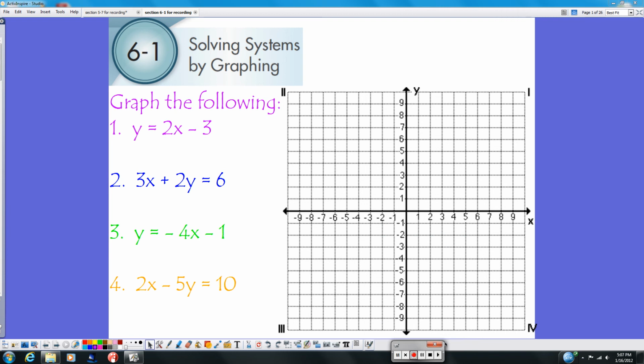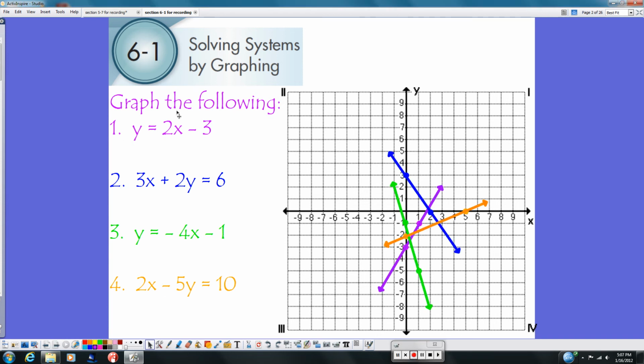Welcome to section 6.1. In chapter 6, we're going to be looking at solving something called systems. And the first way we're going to solve these systems is by graphing. So let's review graphing. I want you to graph each of these equations. y equals 2x minus 3, 3x plus 2y equals 6, y equals negative 4x minus 1, and 2x minus 5y equals 10. We're going to graph each of those equations and see how you do.